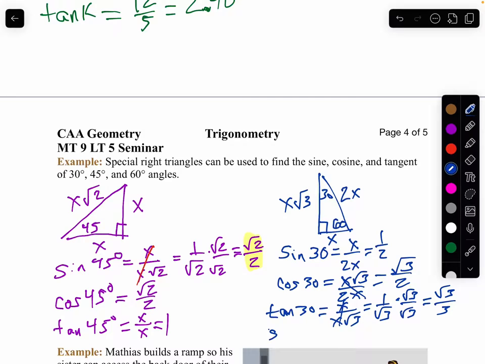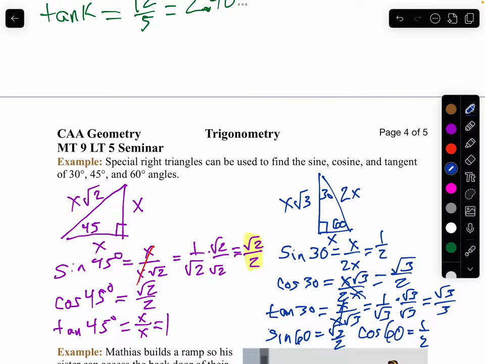Sine of 60 is the same as the cosine of 30. Square root of 3 over 2. Cosine of 60, excuse me, I wrote 30, I meant 60. The cosine of 60 is the same as the sine of 30, so it's 1/2.